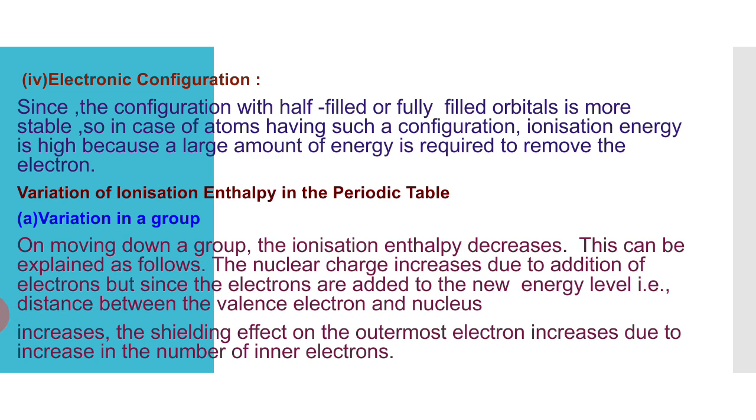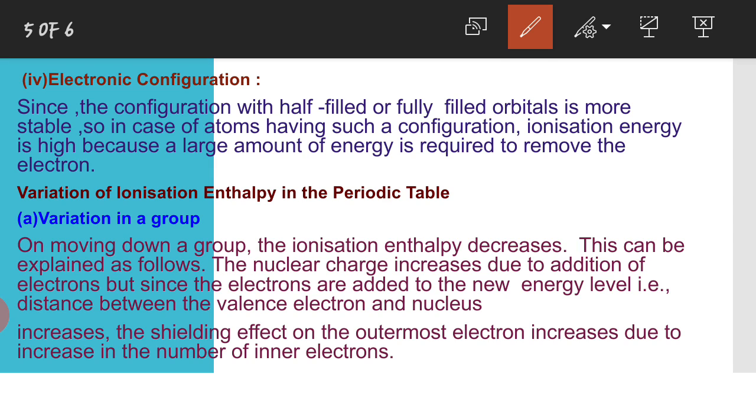Next, variation of ionization enthalpy in the periodic table. First, variation in a group. On moving down a group, the ionization enthalpy decreases.